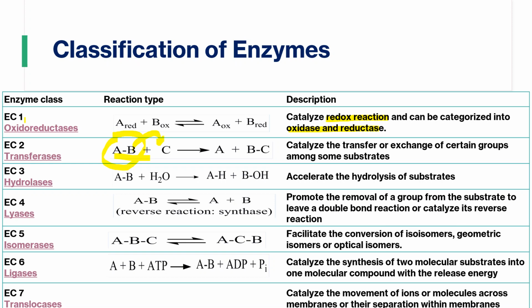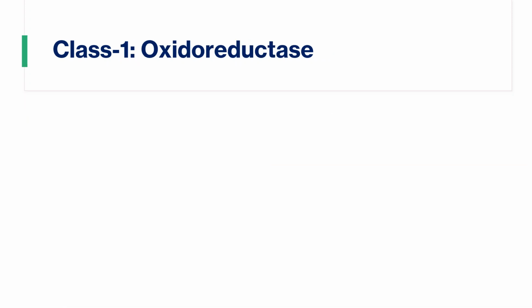Ligases are involved in the joining of two or more molecules, and translocases are for the transferring of certain molecules across the membrane. So that is called translocases. This seventh class has been added later on. Initially we had only these 6 classes, and now we have a total of 7 classes of the enzymes. Now one by one we will see.